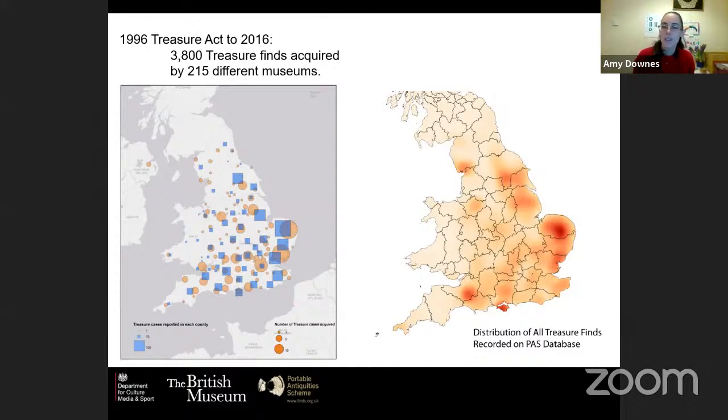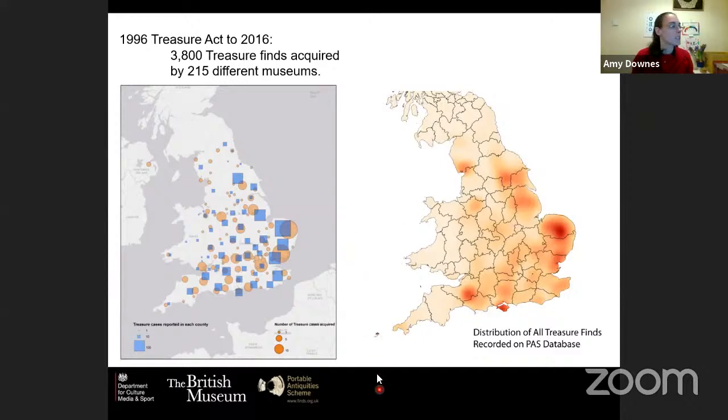So we get lots and lots of 17th century silver cufflinks, which really don't tell us very much. They're fairly mass produced, but we have to put them through the Treasure Act in the same way. You can also see how great a variation there is in how much treasure is found across the country. This mainly reflects the number of detecting finds in total, which varies across the country.